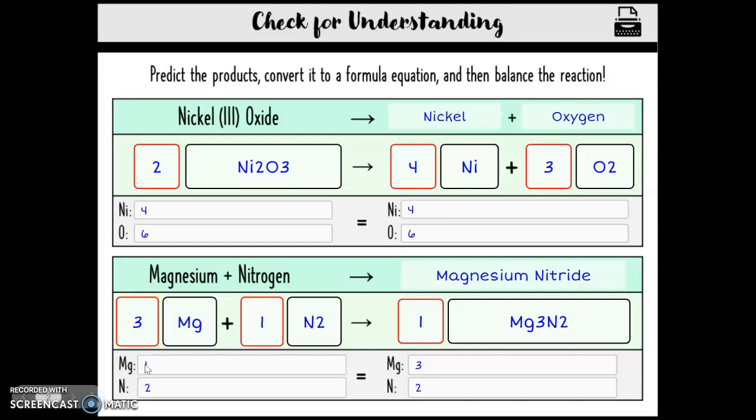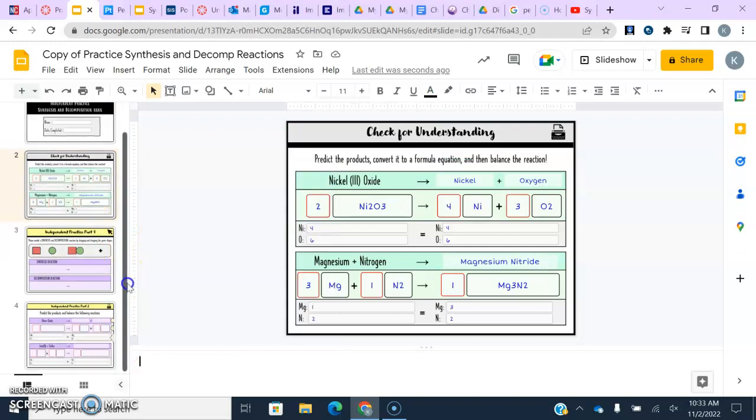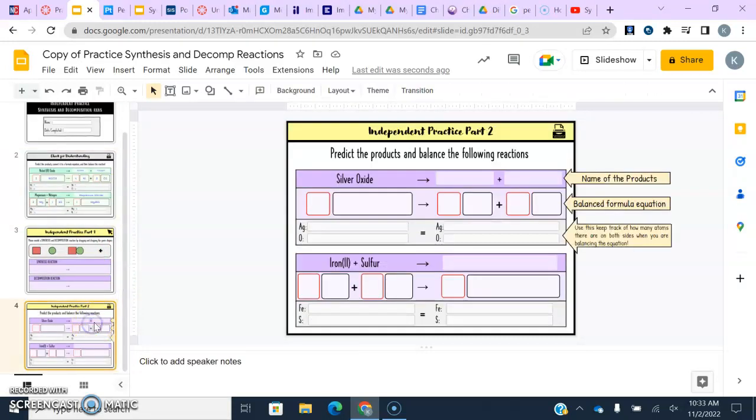Okay, so use this as an example to do your slide 4. It's the same thing. You have a decomp on the top, and then you have a synthesis on the bottom. We have iron 2 plus sulfur here. Remember, the iron 2 just gives you a charge, right? So that should be pretty straightforward, but if you have trouble, just let me know.